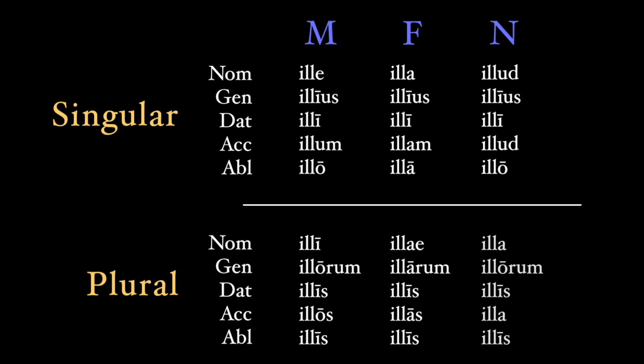So there you go, ille, illud in all of its glory. If you've studied modern Romance languages like Spanish, Italian, or French, this should look familiar. It's from this word that we get the definite articles le, la, les, il, los, etc.